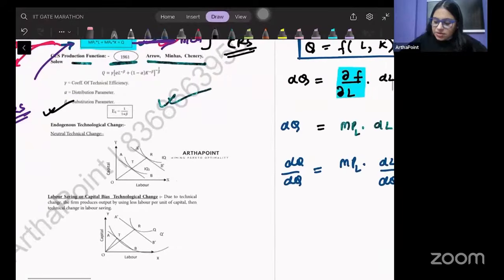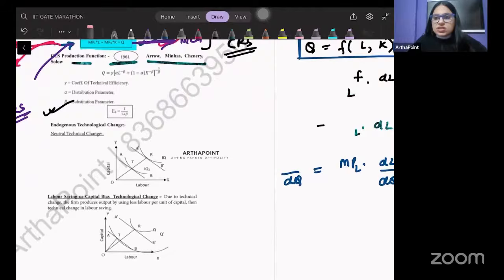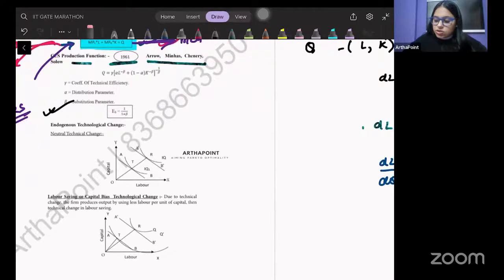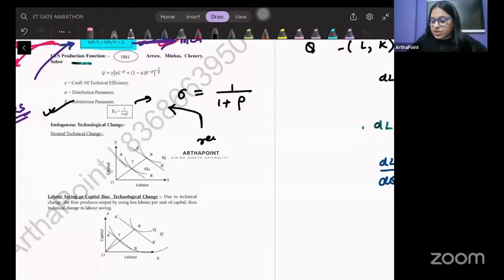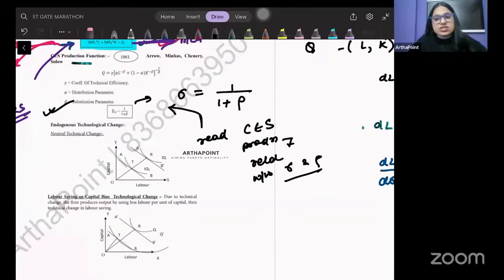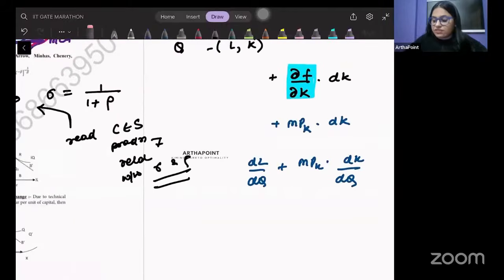Look at one thing here. It's a constant returns, constant elasticity of substitution production function. So in this case, your elasticity of substitution will come as 1 upon 1 plus beta. If you look into our lectures that we have done, instead of beta I have used rho, right? So you have to be well aware. Please write this down here itself: read the constant elasticity of substitution production function and try to know the relationship between rho and sigma. You should be well aware of the relationship between rho and sigma. So everyone will revise that.